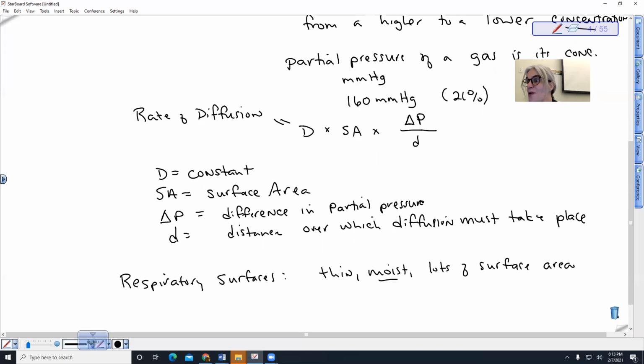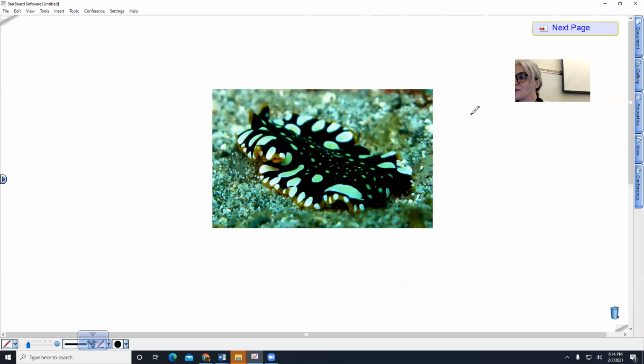So let's look at some examples of respiratory surfaces. What is this organism? This organism is in the phylum Platyhelminthes. It is a flatworm. Does it have a respiratory system? No. It only has the surface of its body. It is dorsoventrally flattened, and it is solid tissue. There is no coelom. So what that means is that carbon dioxide can diffuse right out, and oxygen can diffuse right in, right across the surface of the organism's body. Pretty cool.